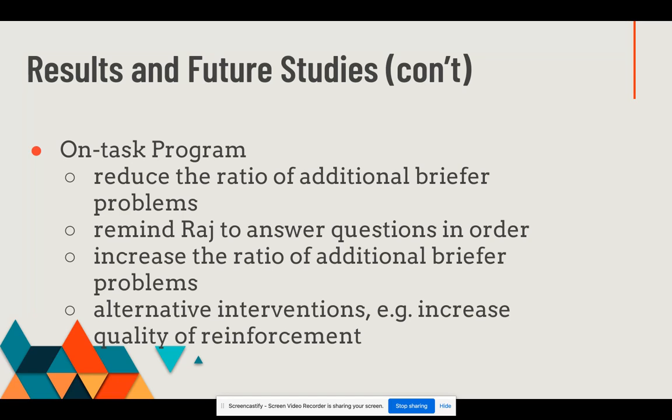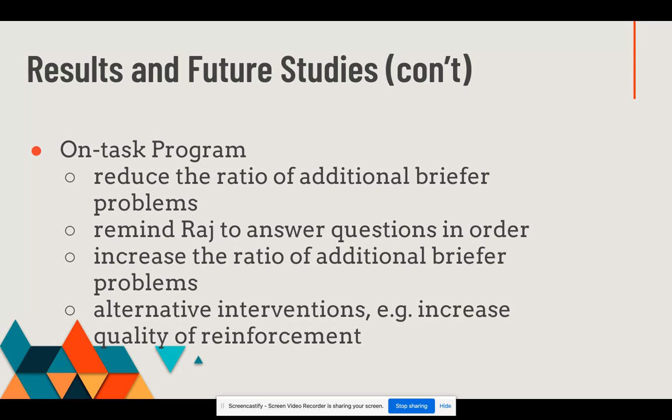If Raj answers the questions in order, but the intervention still doesn't work ideally and there's no ascending trend on the graph, one possible reason is that the reinforcement rate is not high enough. So what we can do is increase the ratio of additional briefer problems. For example, the current ratio is one additional briefer problem after every 3 original questions. We can increase it to one additional briefer question after every 2 original questions.